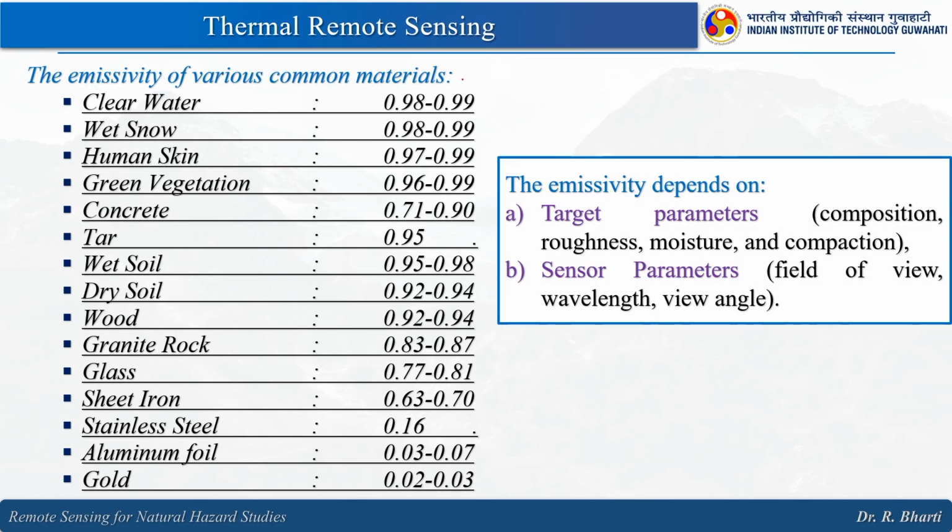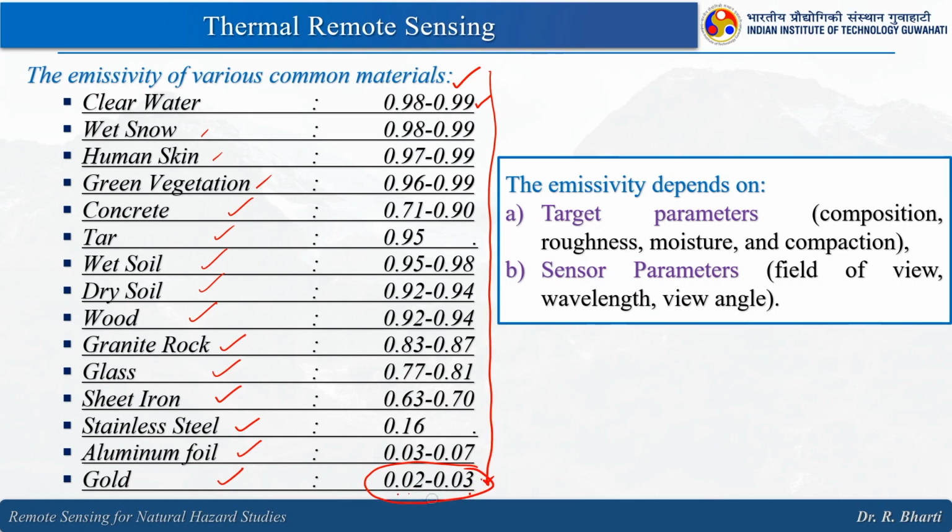application. So, the emissivity of very common materials, you can see the emissivity, the value ranges between 0 to 1, and it is also varying for different material. Clear water, wet snow, human skin, green vegetation, concrete, tar, wet soil, dry soil, wood, granite rock, glass, sheet iron, stainless steel, aluminum foil, gold, everything is having different emissivity. So, here you can see the emissivity of gold is 0.02 to 0.03, right.